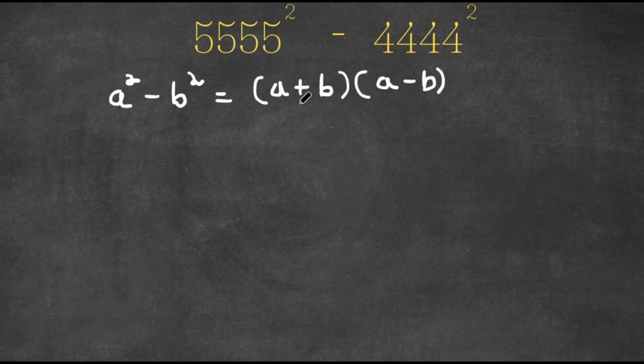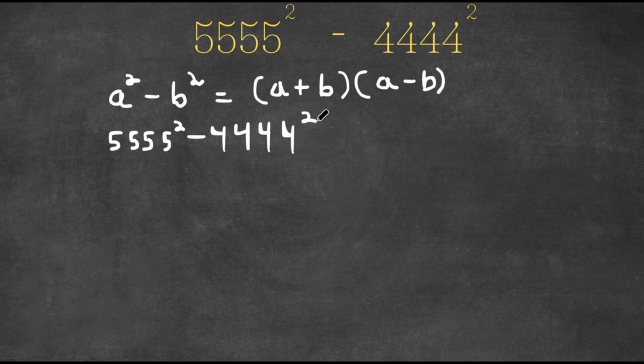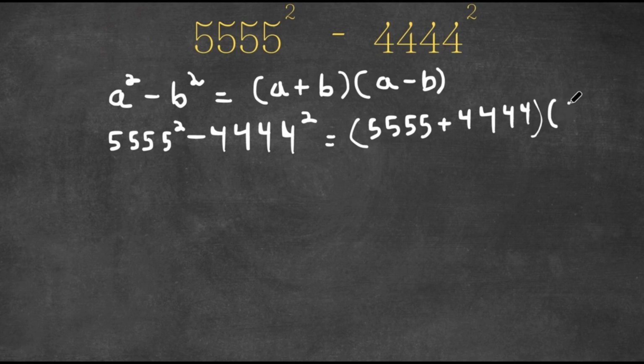So in this case, 5,555 would be a, and 4,444 would be b. So now all we have to do is simply plug these values in for a and b. So this means that 5,555 squared minus 4,444 squared is equal to 5,555 plus 4,444 times 5,555 minus 4,444.